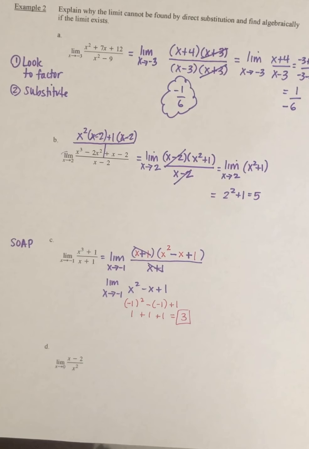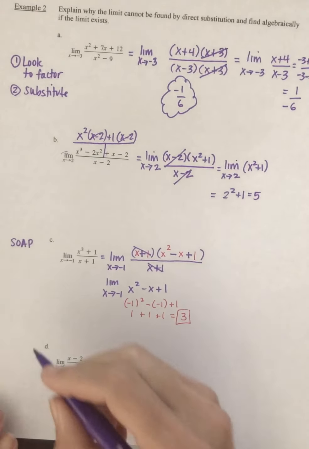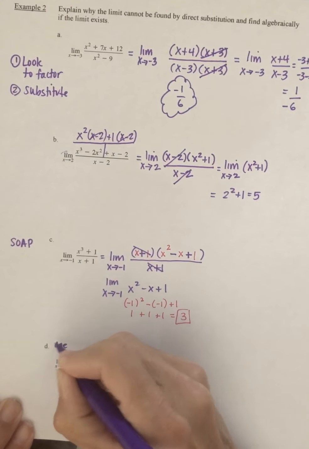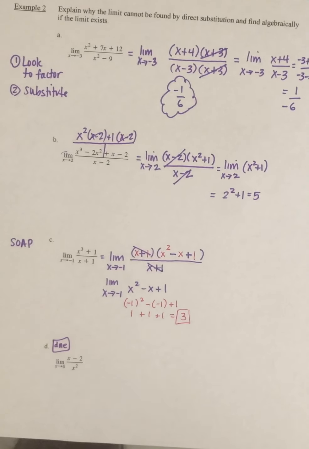This last one is a little bit messed up because nothing's going to help us here. So we're looking at the limit as x approaches 0 of x minus 2 over x squared. I go to directly substitute in the 0. 0 squared is 0, so that doesn't help. And I have no way to factor this. So when you can't do anything and it's undefined, odds are it's going to be DNE. Okay, so keep that in the back of your minds.